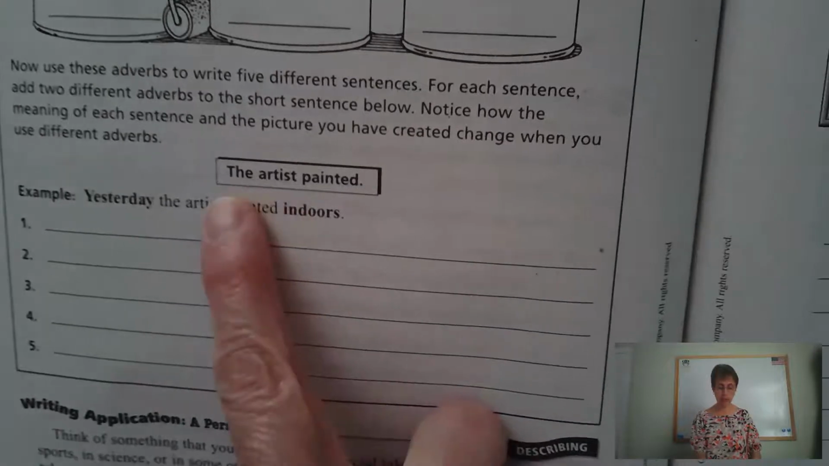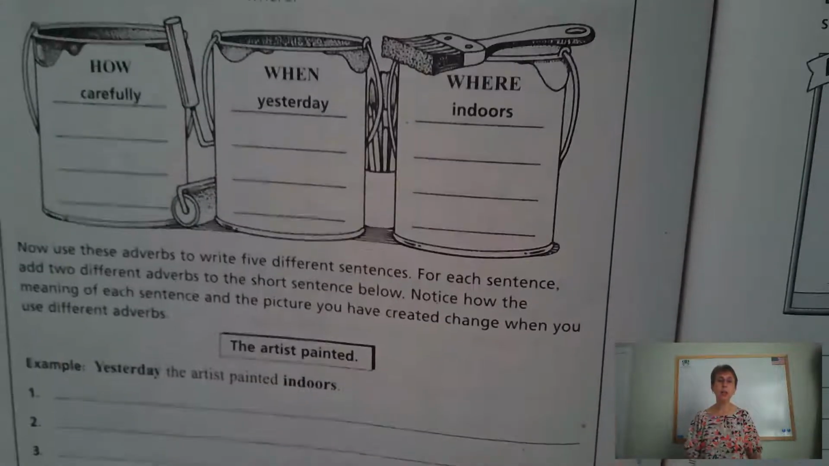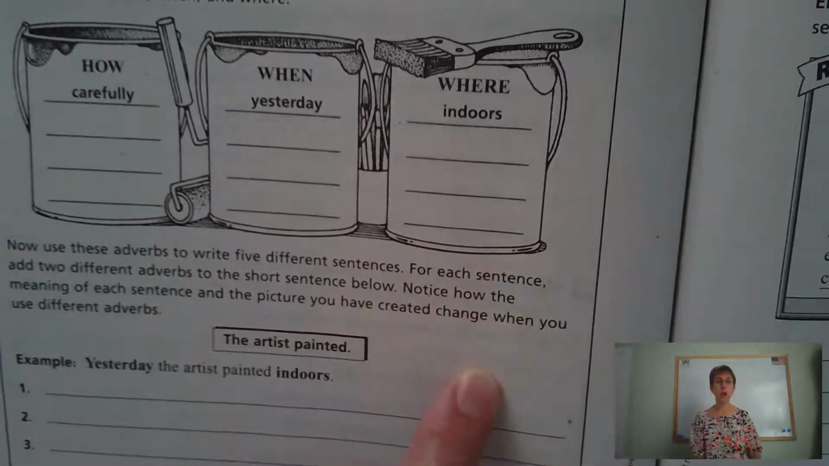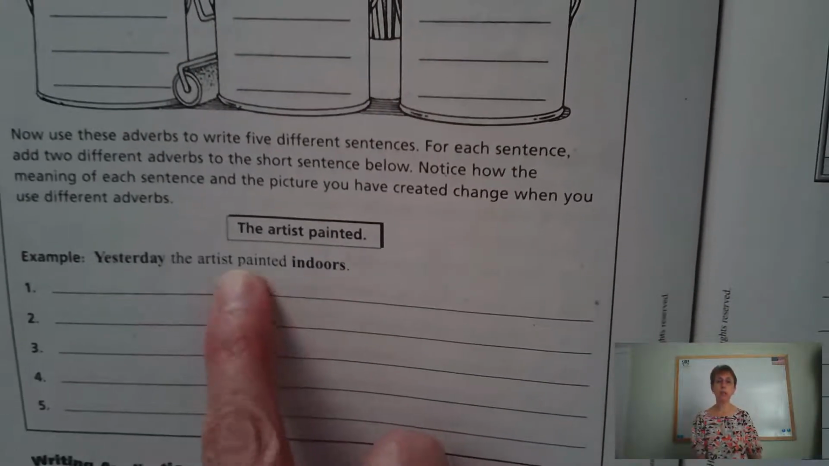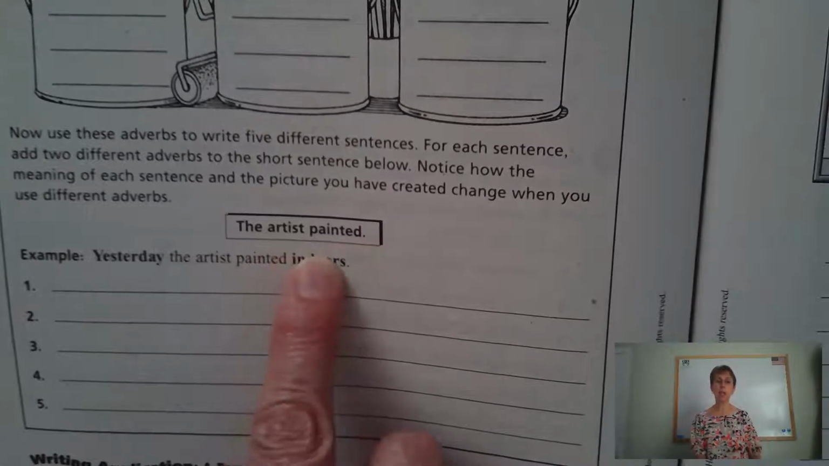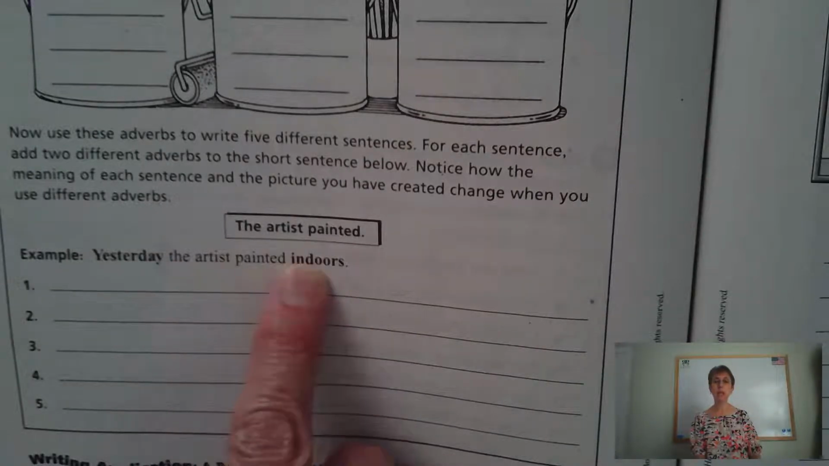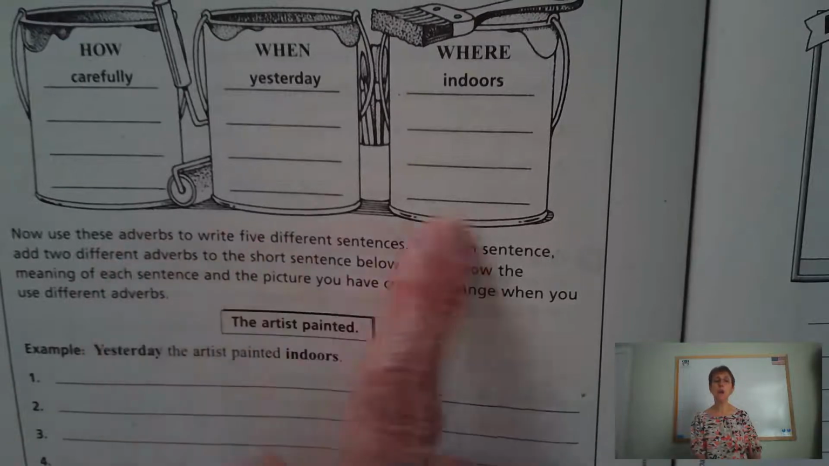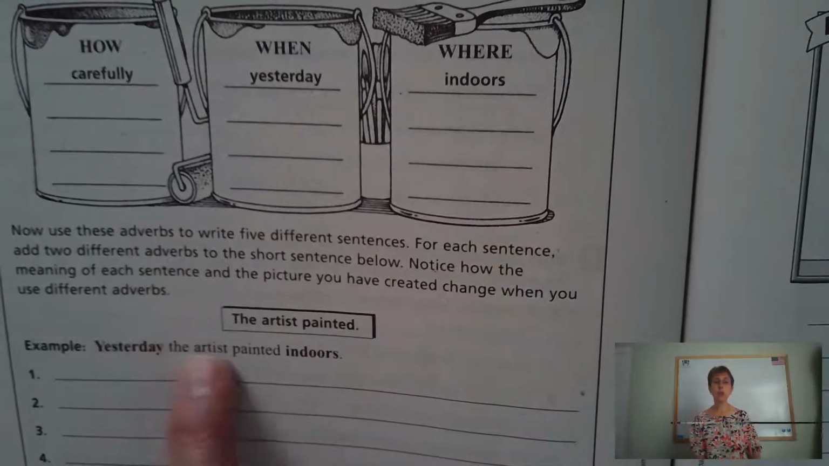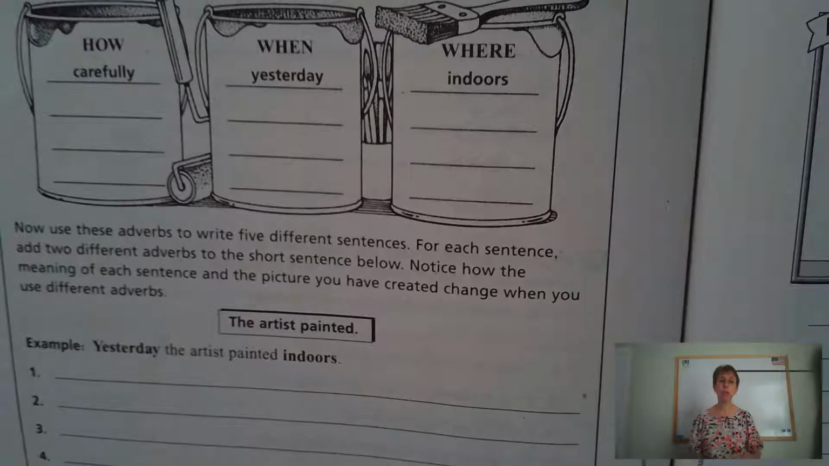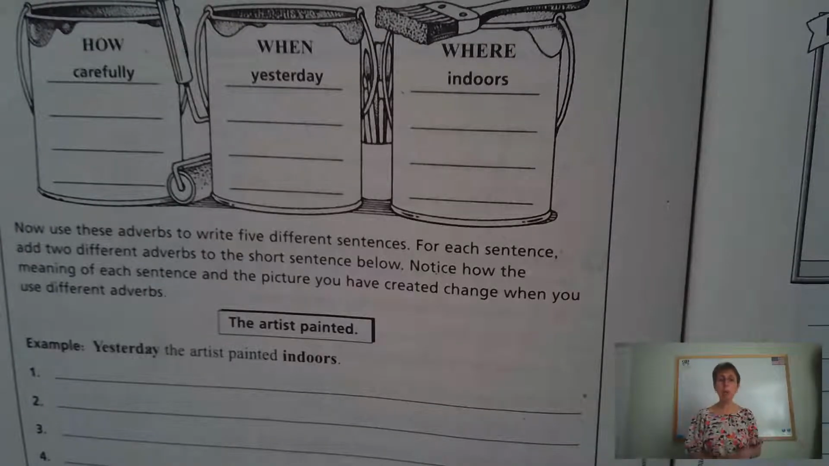So the simple sentence is the artist painted. Now at this point, they have only filled in those 3 adverbs: carefully, yesterday, and indoors. So it's going to be your job to use 2 different adverbs that you add to the basic sentence. The basic sentence is the artist painted. So the example was, yesterday the artist painted indoors, using 2 of the adverbs from up here, adding to this base sentence and helping to paint a little bit more of a clearer picture. Instead of just the artist painted, we now know when the artist painted, which was yesterday, and we also know where the artist painted, which was indoors.